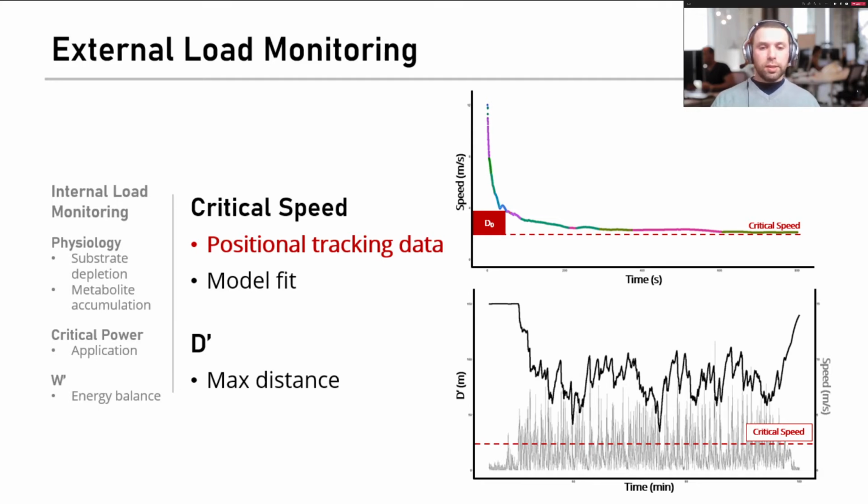So to put things more simply, we can look at the graph on the bottom right. And we see that whenever the player is traveling at speeds above their critical speed, their D prime value, their anaerobic energy stores, decrease. And the opposite is also true, that when they're traveling at speeds below their critical speed, their anaerobic energy levels increase or replenish.